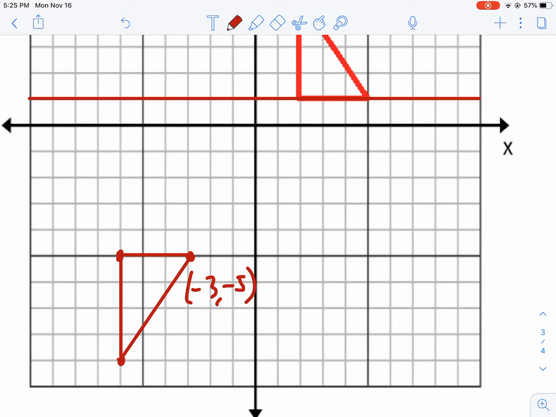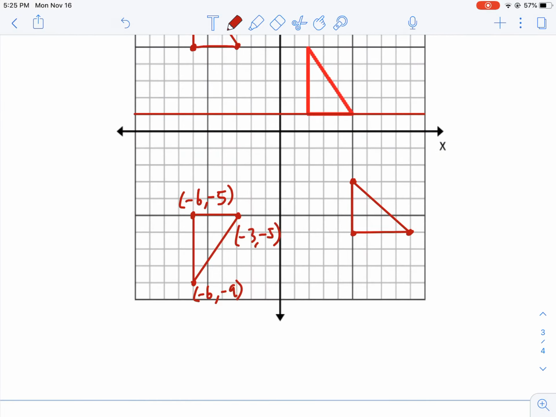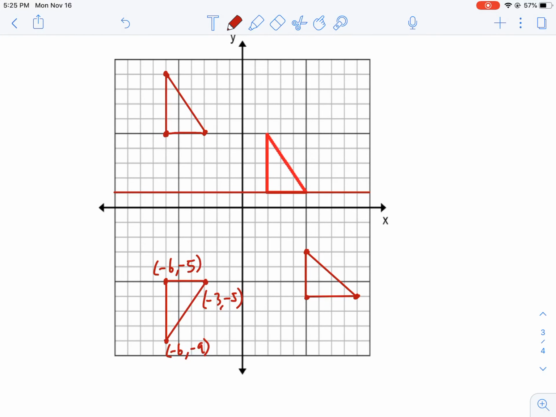1, 2, 3, 4, 5. Down 1, 2, 3. This one is -6 down 5, so I'm going to go over 5 down 6. This one is over 6 down 9, so I'm going to go over 9 down 6. And there we go. This would be my final triangle.